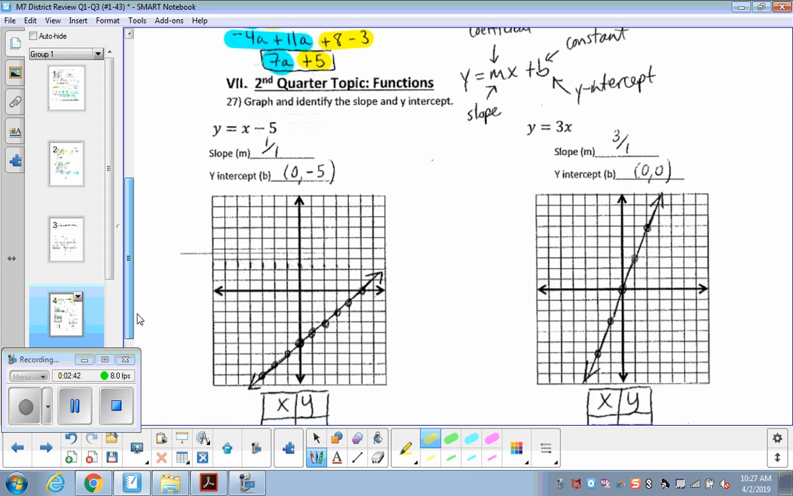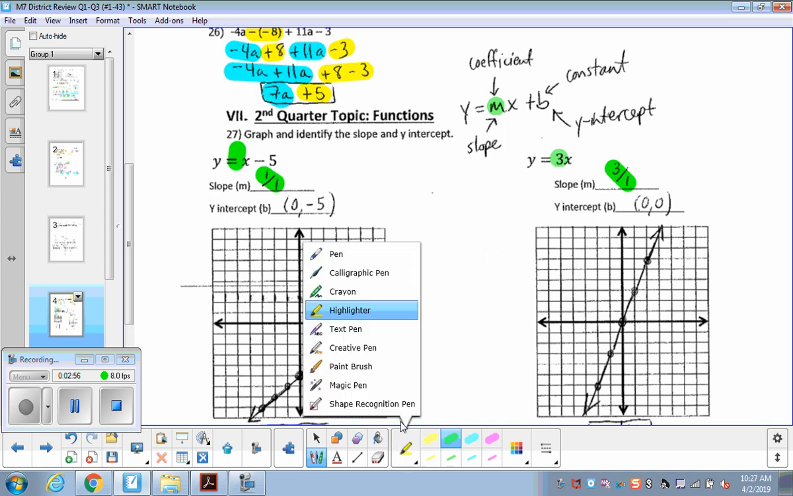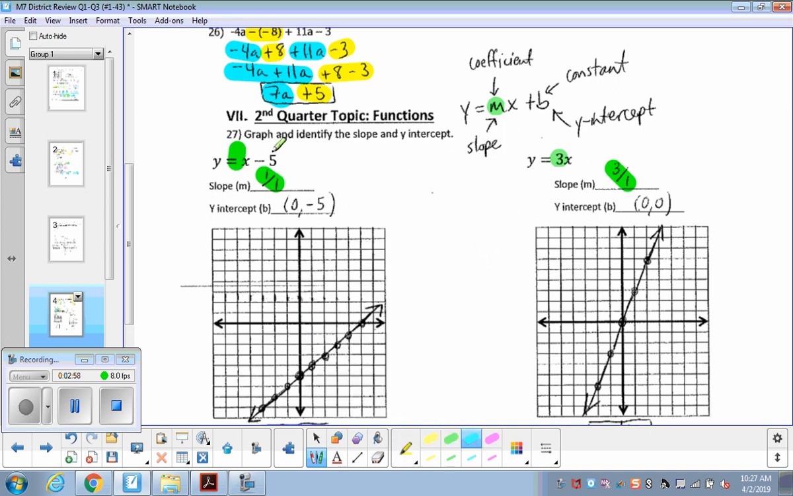Now in class, we were able to review y equals mx plus b. And I want to review that the coefficient is m, and here the coefficient is technically this 1. Here the coefficient is 3, and notice that in both of them I put it as a fraction over 1. Also the y-intercept here, this would be the constant, so that's why I have a negative 5 written here, and here since we have a plus 0, that's why you see I have the origin.